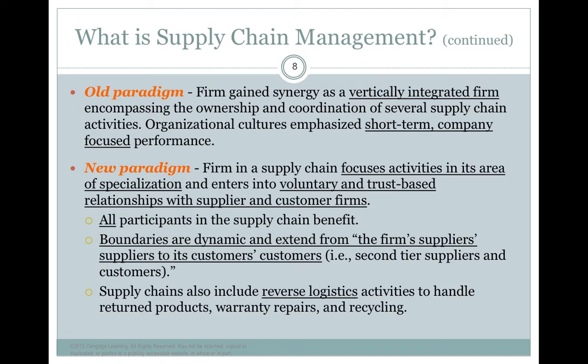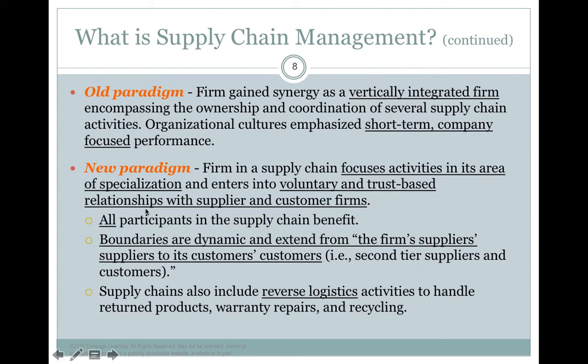So what is supply chain management? The old paradigm focused on the synergy of a vertically integrated firm, encompassing the ownership and coordination of several supply chain activities, and they focused on short-term and company-focused performance. But the new paradigm for supply chain management focuses on the activities in the area you specialize in. So if you are good at manufacturing, then do a good job in manufacturing.